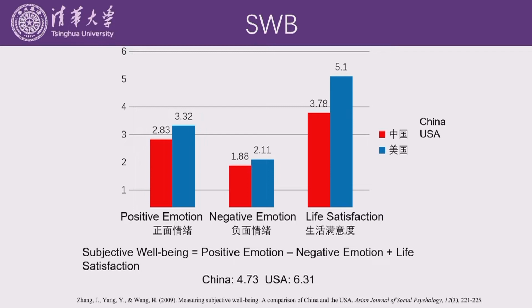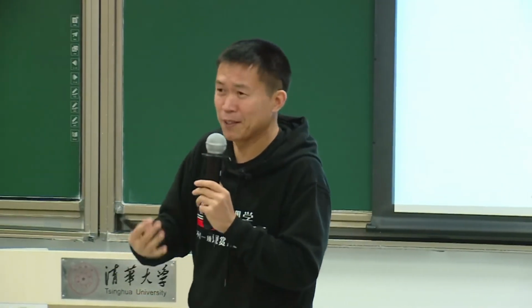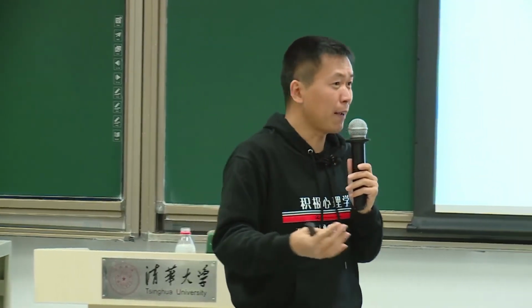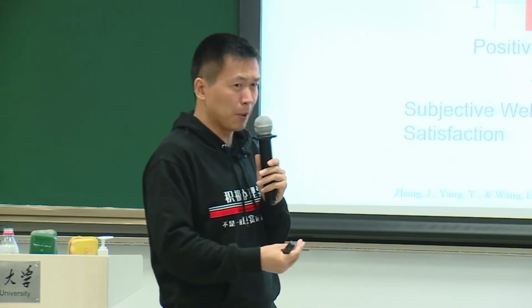As we can see, say you are Chinese, then the average of Chinese people's positive emotion measured by this questionnaire is 2.83. So if your answer is higher than 2.83, congratulations, you got more positive emotions than the average Chinese people. And negative emotion is the reverse way of calculation. If your score is lower than 1.88, then you're happier because you have less negative emotion. And life satisfaction is 3.78. So that's the Chinese people's subjective well-being.